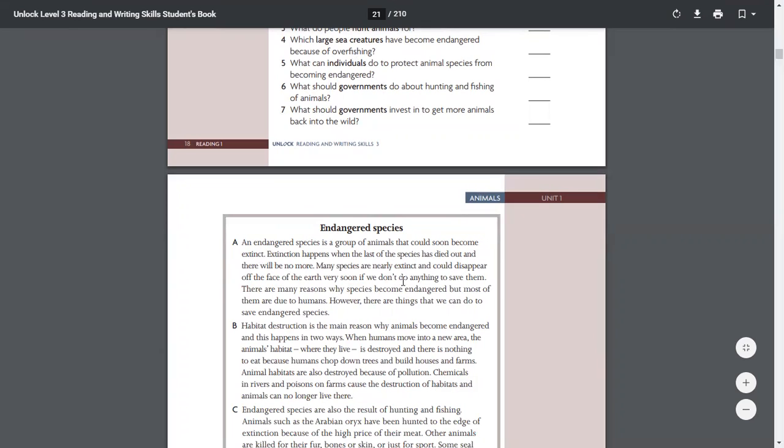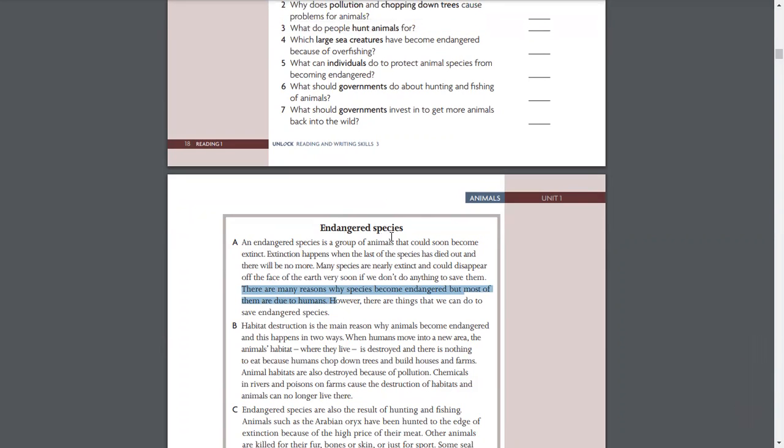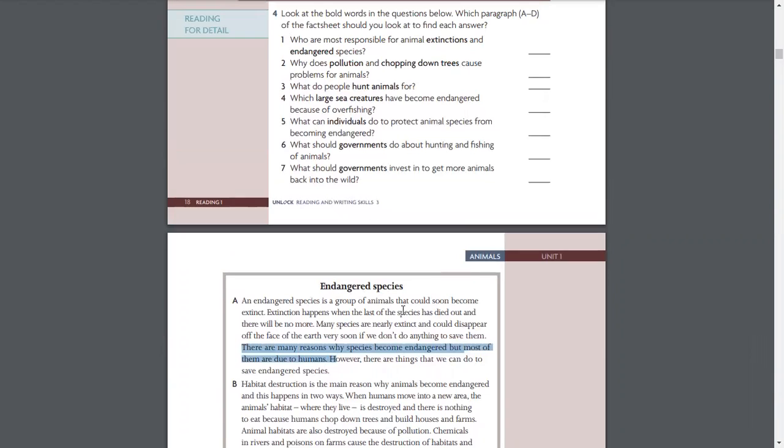There are many reasons why species become endangered, but most of them are due to humans. Exactly, this sentence contains the answer. So we didn't read the whole text. We didn't read even the whole paragraph. We only identified keywords here, we located our answer, and now we know the answer to this question. The answer to question number one will be humans.